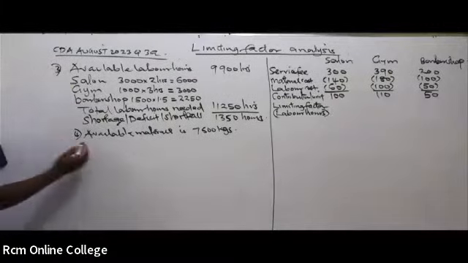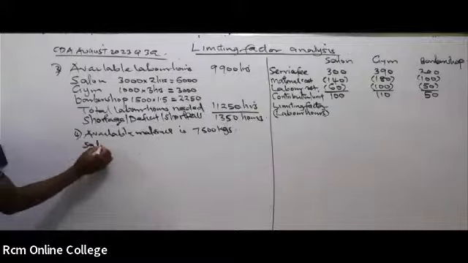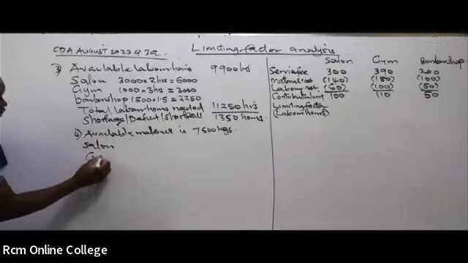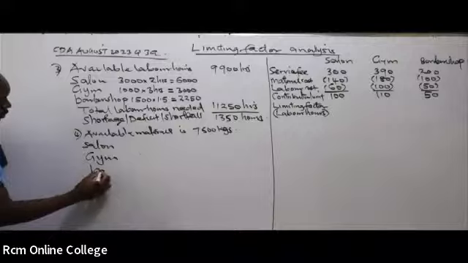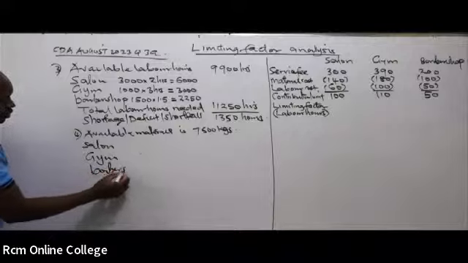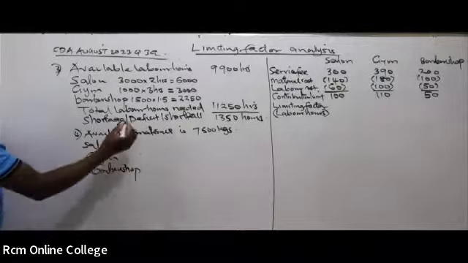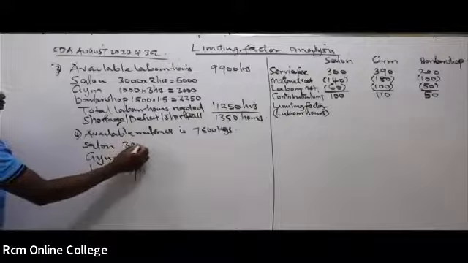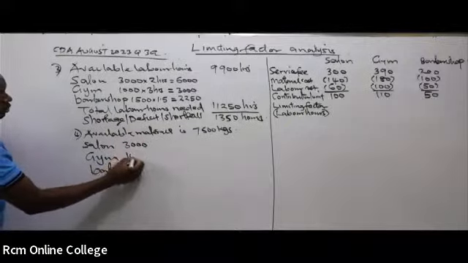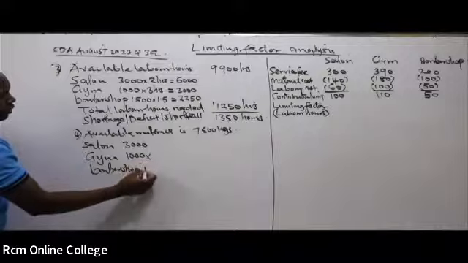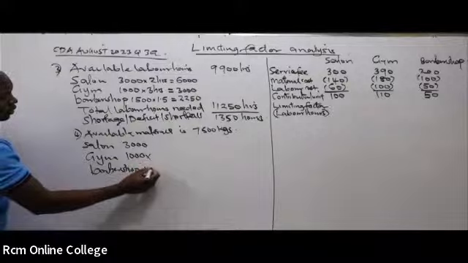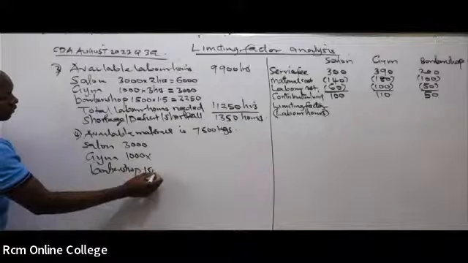Let me pick it from this point. So, salon, I'm just explaining that concept, gym, then of course barber shop. Still, we are serving 3,000 in the salon, or that's what the market demands, 1,000 and 1,500.